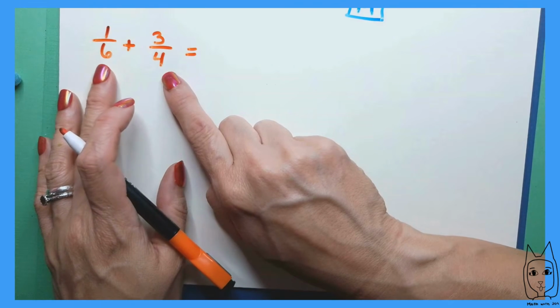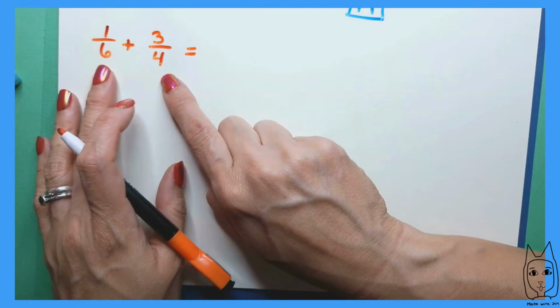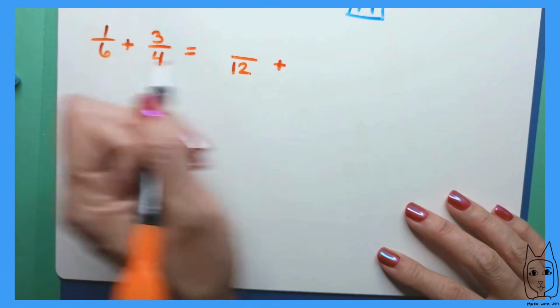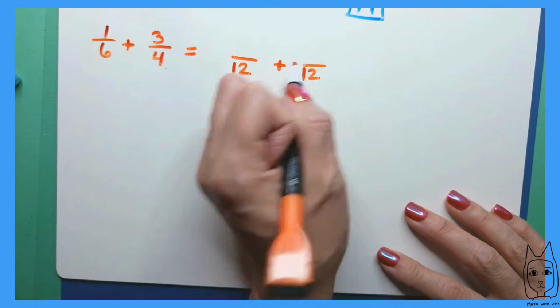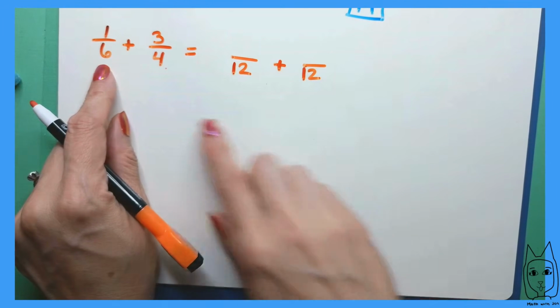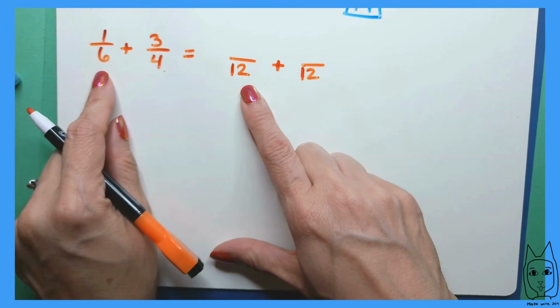They both have 12 in common as a multiple. Your multiplication facts are going to help you find the least common denominator. I'm going to change the 6 into 12 equal parts, and I'm going to change the 4 into 12 equal parts. So instead of having my whole be 6 equal parts, I'm going to divide each of those in half. That's going to now make 12 equal parts.